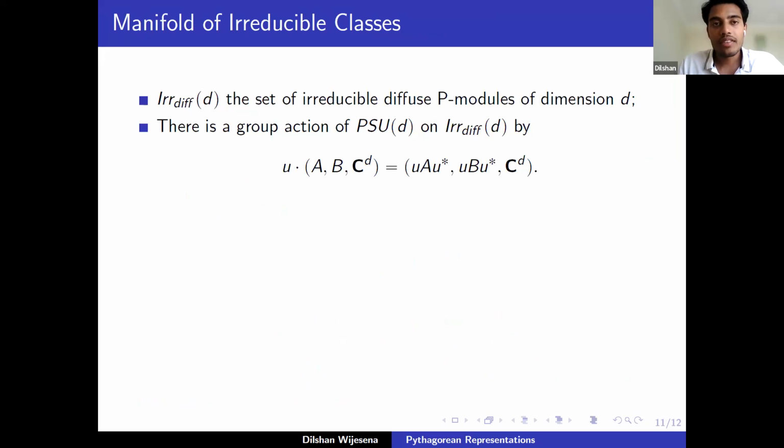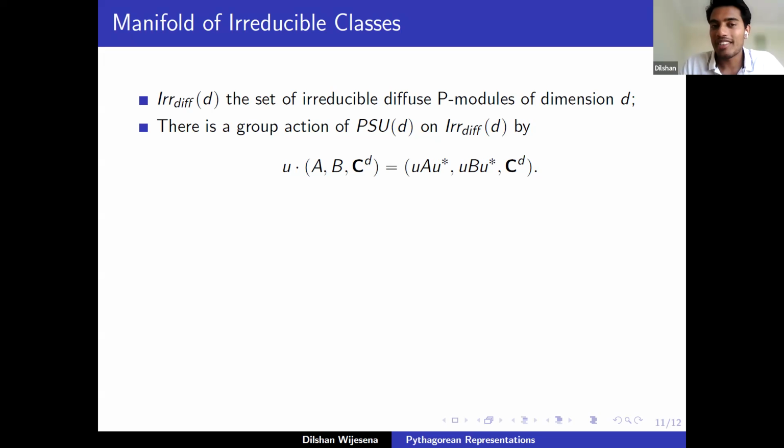So moving on to the next result. In the previous two slides, I've shown that working with these P modules, we have a really easy way of constructing irreducible, pairwise, non-equivalent Pythagorean representations. You just need to find diffuse, irreducible P modules which are not equivalent. We can use linear algebra to do that. So the next natural question to ask is, how easy is it actually to find such P modules? And actually, the answer to that is there's a whole lot of them.